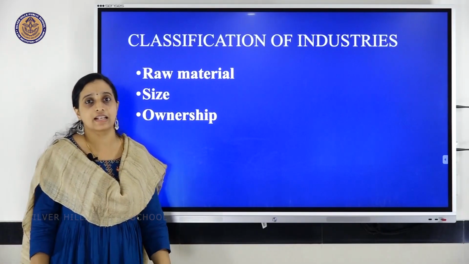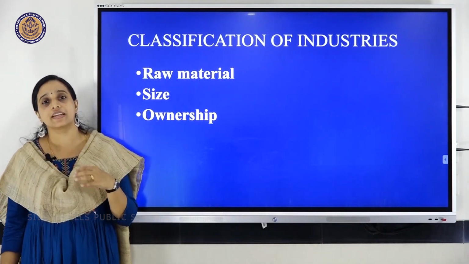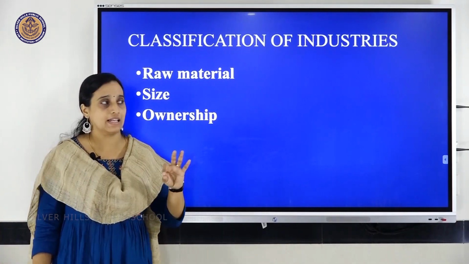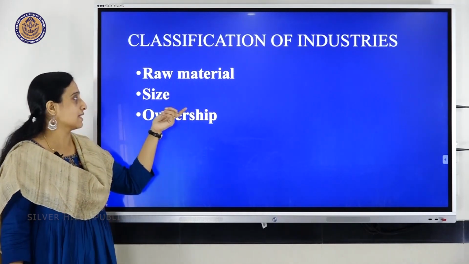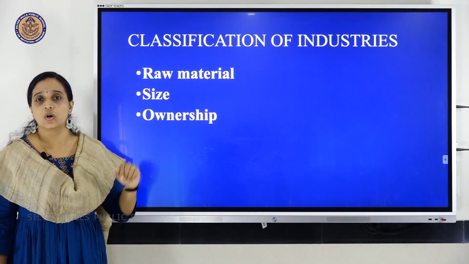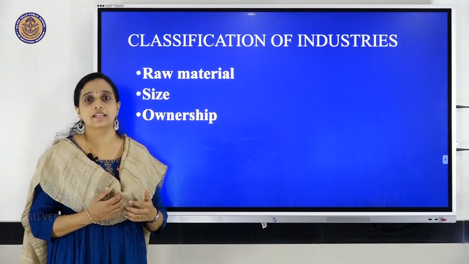Let's see what the classification of industry is. The classification of industry is based on three different categories. One is the raw material, the second is the size, and the third is ownership. Now, on the basis of raw material, how is it classified?